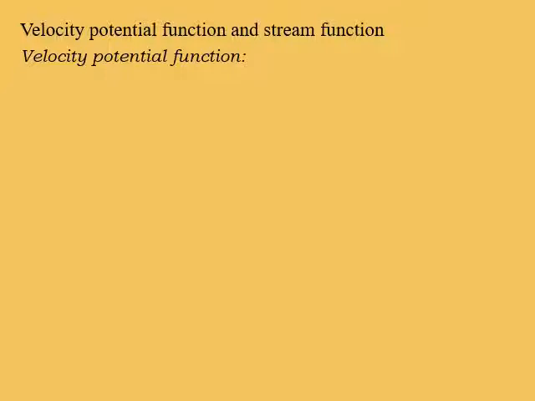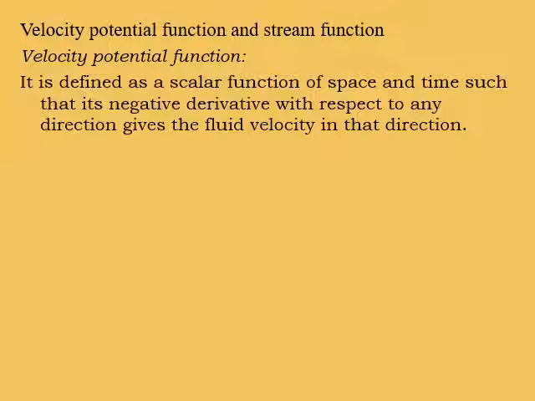The next terms related to velocity are the velocity potential function and the stream function. The first one is the velocity potential function. It is defined as a scalar function of space and time such that its negative derivative with respect to any direction gives the fluid velocity in that direction. It is represented by the symbol phi.